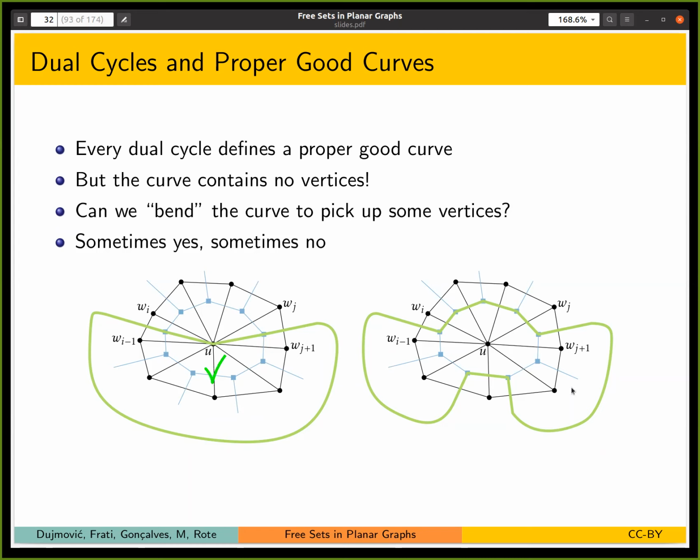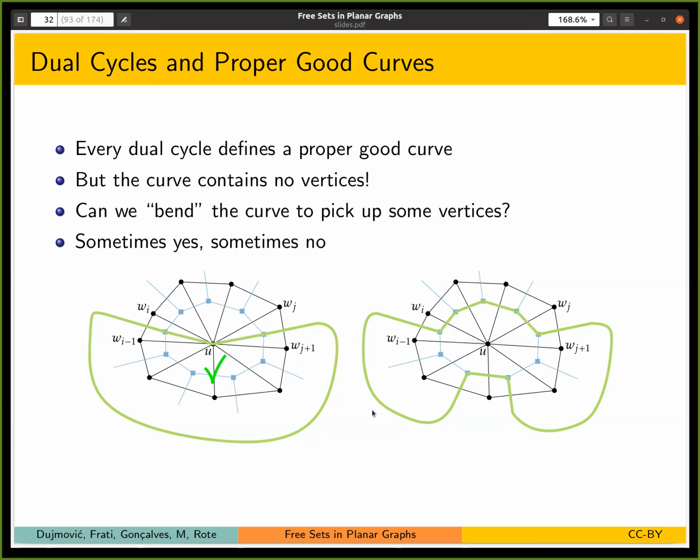But over on the right is an example where it doesn't work. If we try and do that here, there we pick up U the same way we did before, but now we have a problem because the curve passes through U, but it also intersected an edge incident to U. So now it intersects that edge in two different points. And that's not allowed in a proper good curve. So that's an example where we're not allowed to do that.